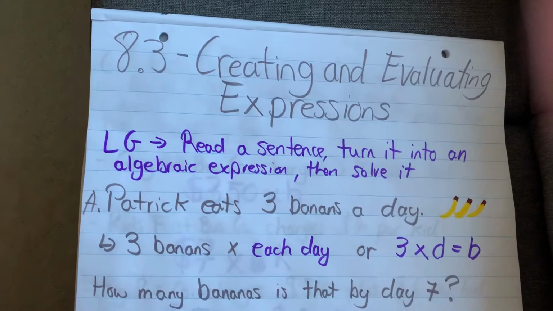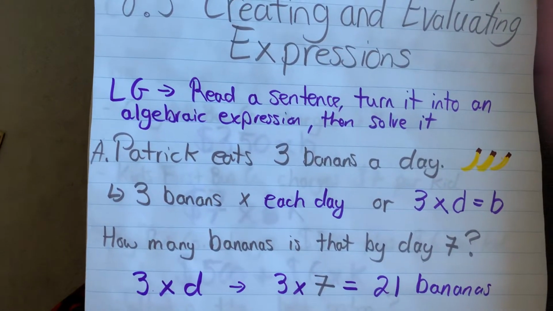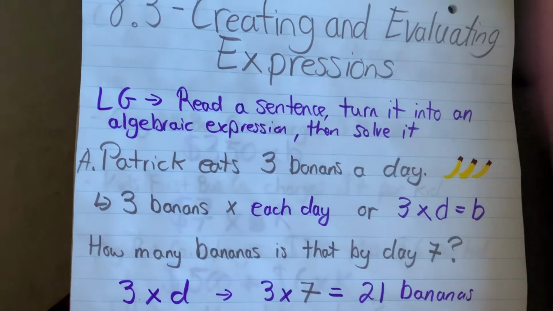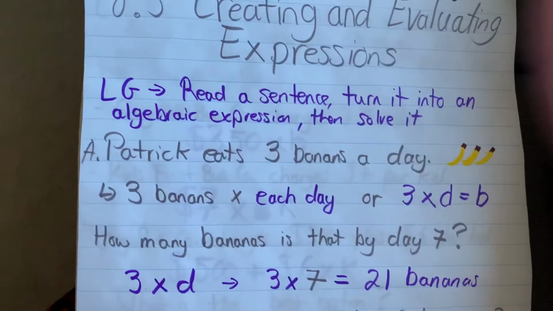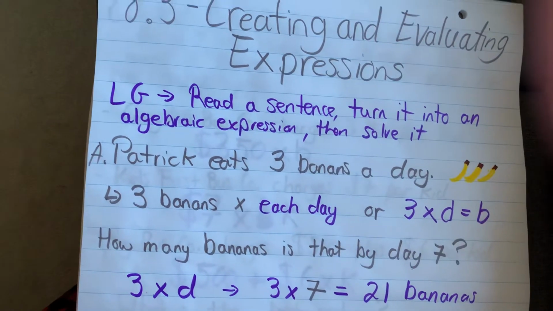How many bananas is that by day 7? So I have my algebraic expression, 3 times D. I know what D equals. In this case, D is 7. So I take out the D. I put in the 7 for 7 days. Now it's just 3 times 7. That means 21 bananas. It's a lot of potassium.